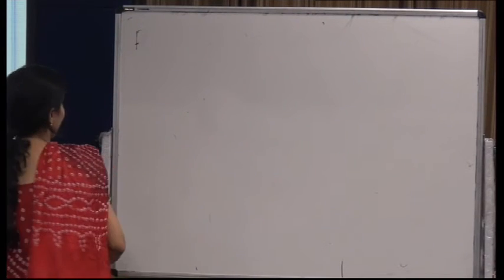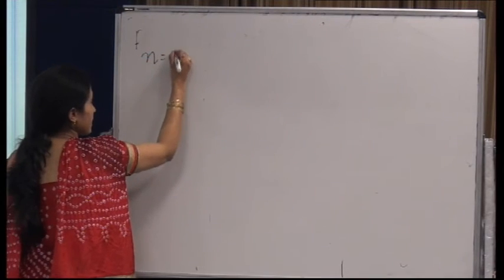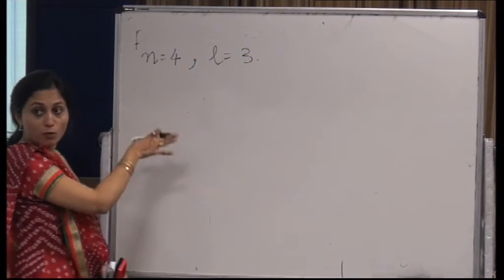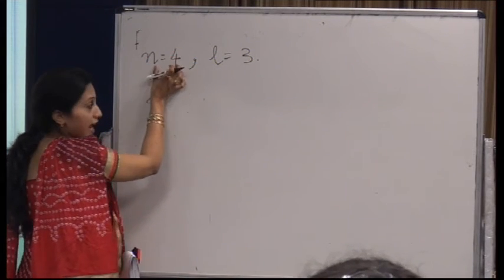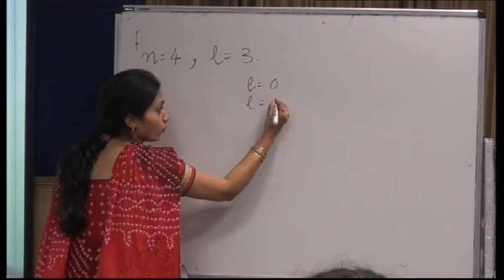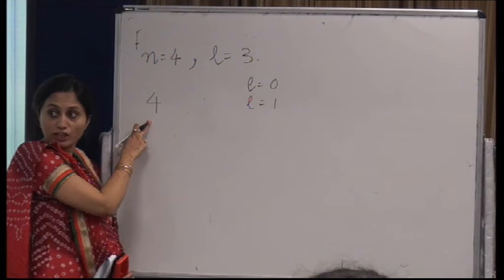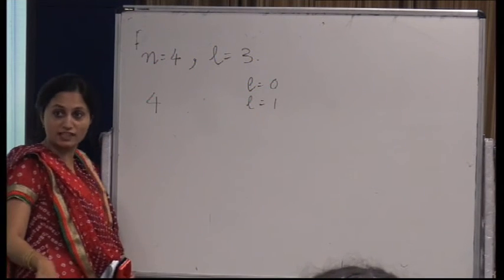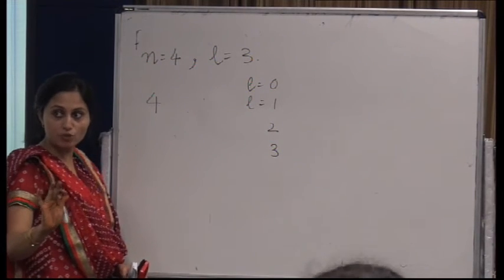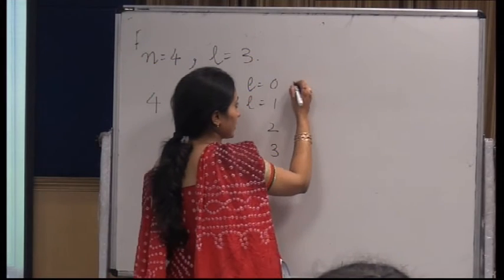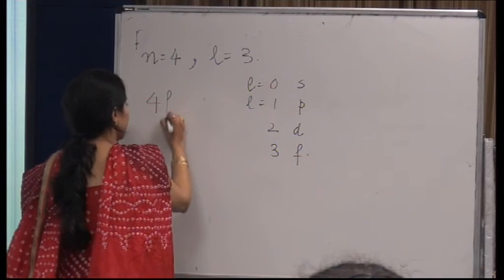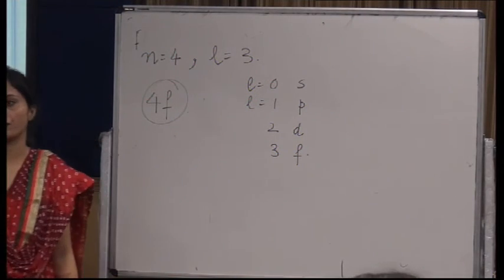There is a question: when n is equal to 4 and L is equal to 3, explain the orbital's name. You tell me what orbital this is. n is 4, so the main principal shell is 4. What values can L take after your n? It can take values from 0 to n minus 1. So 0, 1, 2 and 3. These can be the possible values of L. So this will be s, this will be p, this will be d and this will be f. So the name will be 4f.